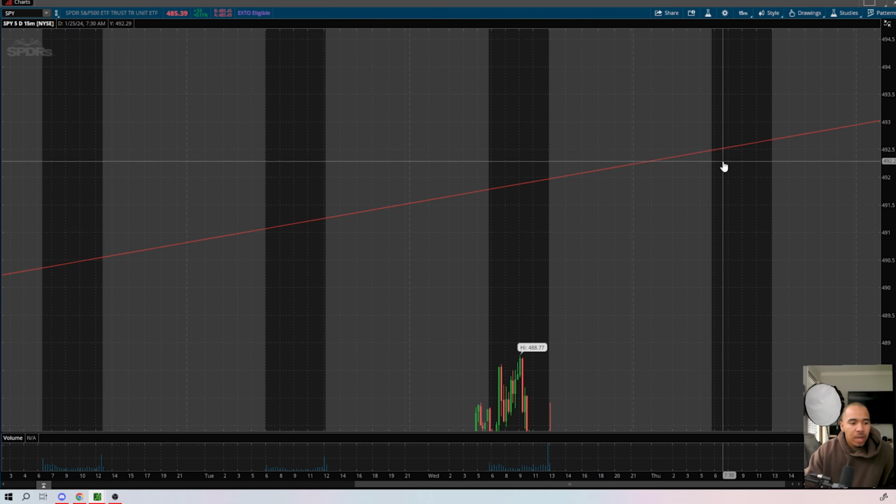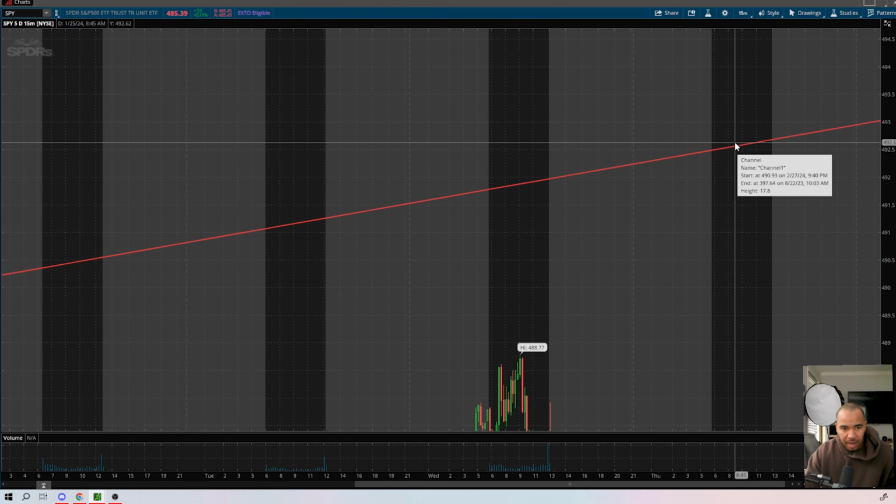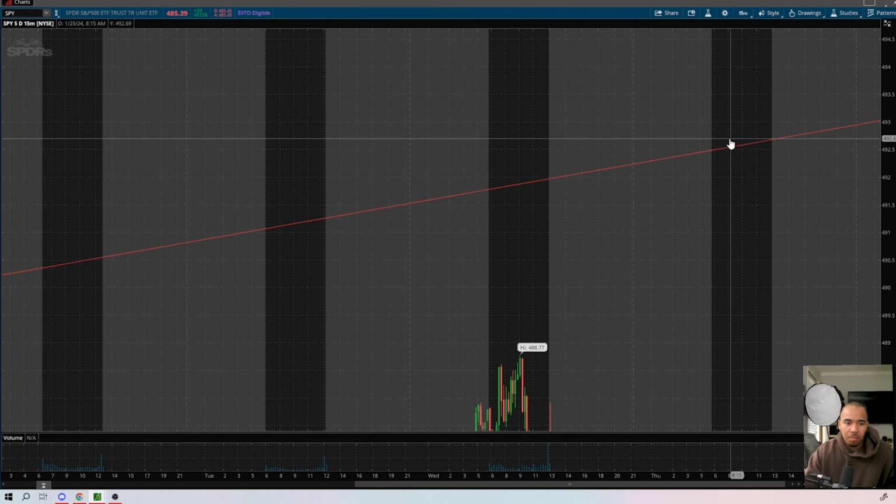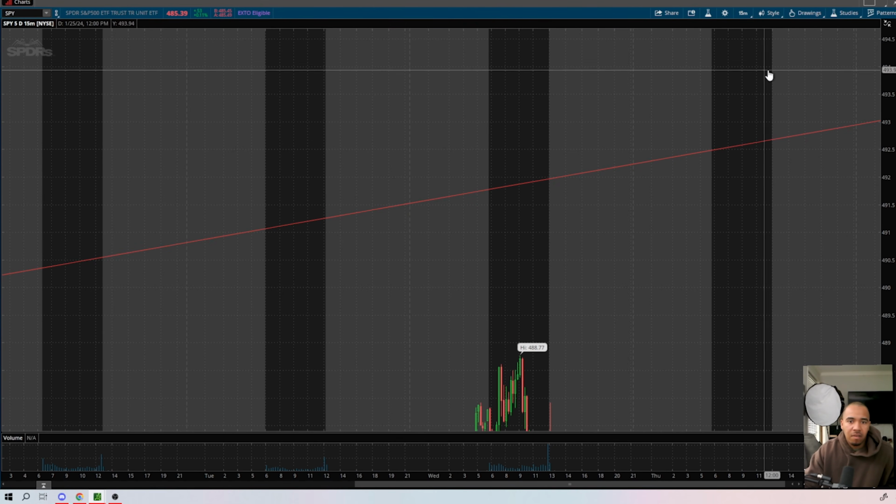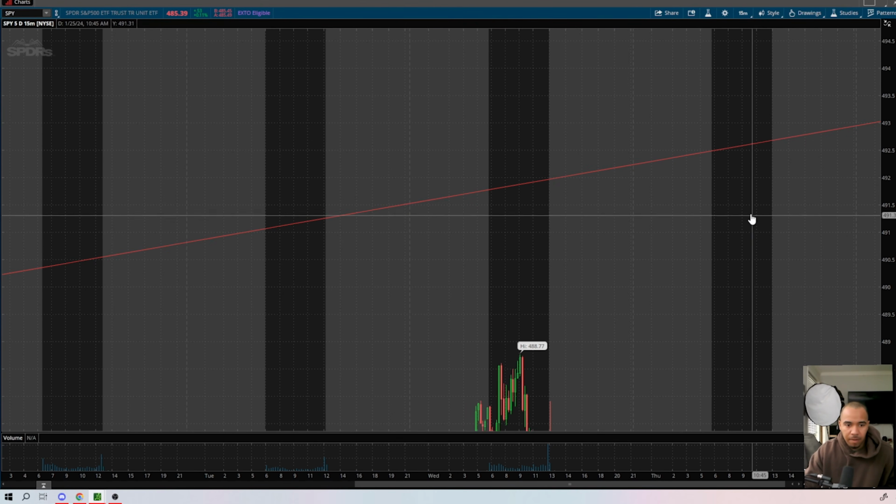Now, if we happen to break above this channel, I would not get in automatically. I would like to get a retest back to this level and see if we hold above it. If we retest this level and hold, then that's where I'll be looking to play the bounce going into 495 to the 500 levels. That's how I would play this.